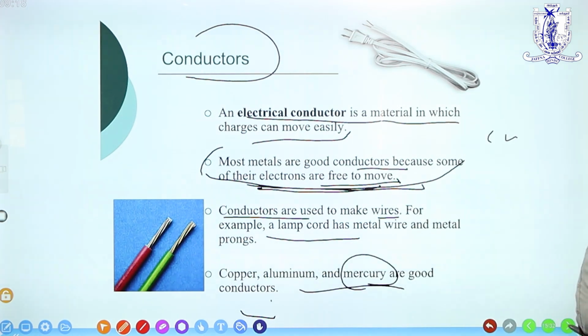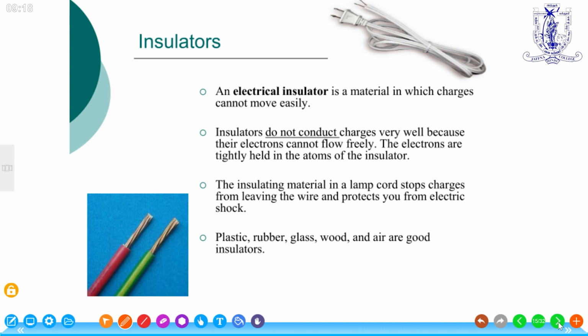And then insulators. An electric insulator is a material in which charges cannot move easily. There is a past paper question with a statement: some electrons are there in conductors, and in insulators there are no electrons. This is a wrong statement, because there are free electrons. The important thing is that the free electron carries the charge. Free electrons move and conduct electricity.